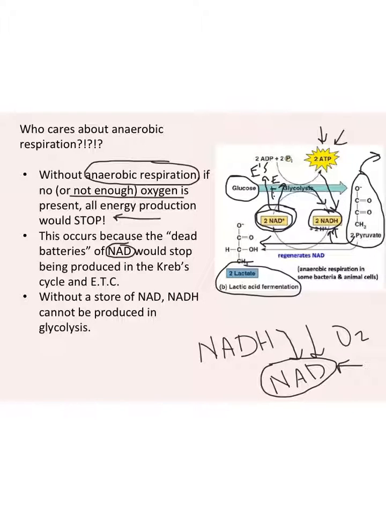We use NADH to turn pyruvate into lactic acid, and then we can get 2 more of these dead batteries to pick up the electrons that we keep getting when we split glucose.